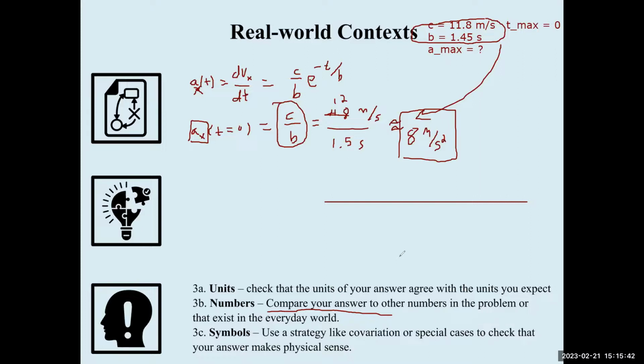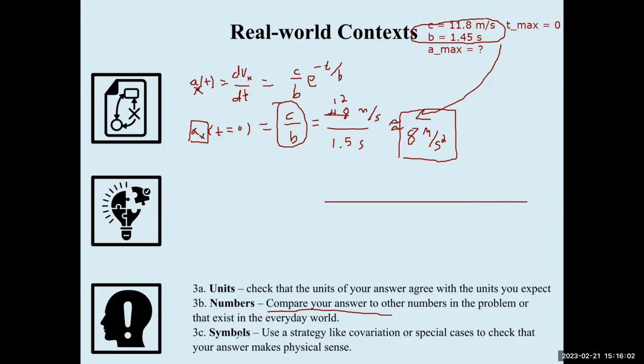You could also take a moment here to look up what the top acceleration for sprinters is. When I did that, I got about 4 to 6 meters per second squared. So this might be a little bit on the high side, which may be a flaw in the assumption that we made or the model equation that we used here.